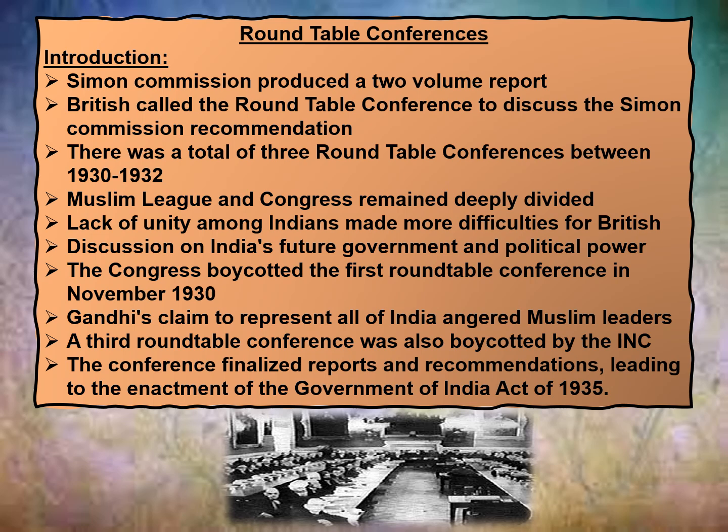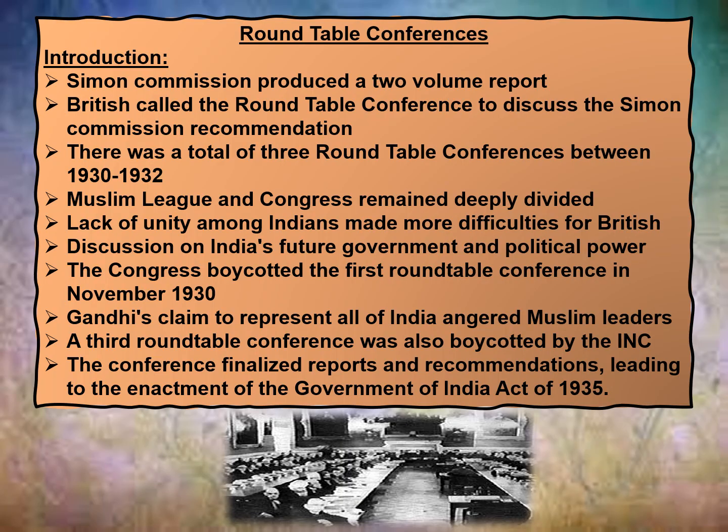However, Gandhi's hardline stance and claim to represent all of India angered Muslim League leaders like Iqbal and Jinnah. They were so angered. A third Round Table Conference was convened in November 1932, which Congress also boycotted. The conference finalized reports and recommendations that led to the Government of India Act 1935.